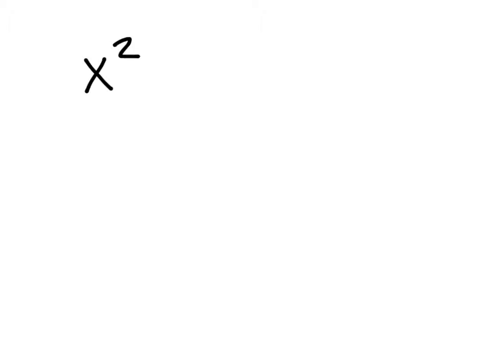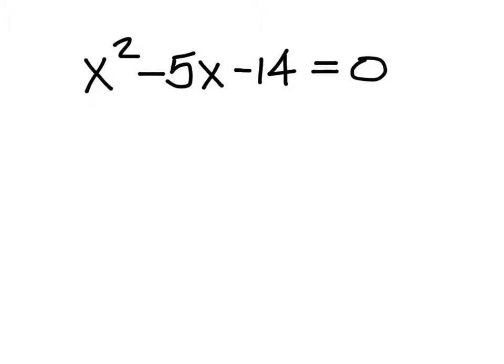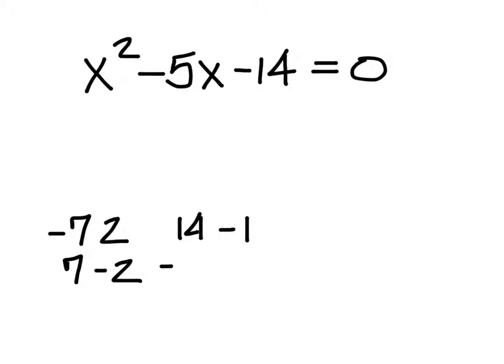Let's say I had x squared minus 5x minus 14 equals 0. What two numbers would multiply to give me a negative 14? Negative 7 and 2, and what else? That's the same thing, just in reverse. 7 and negative 2. What else would work? And what else? That's the same thing. You almost had me writing it down.